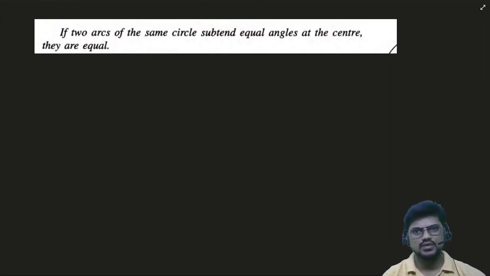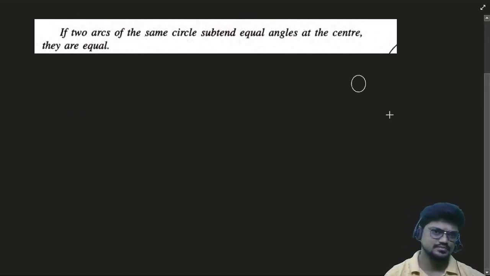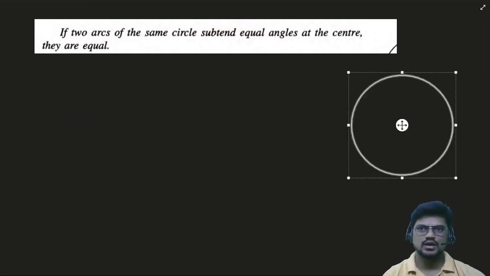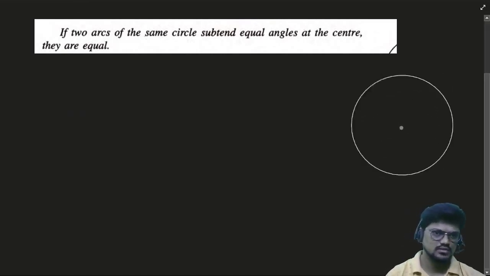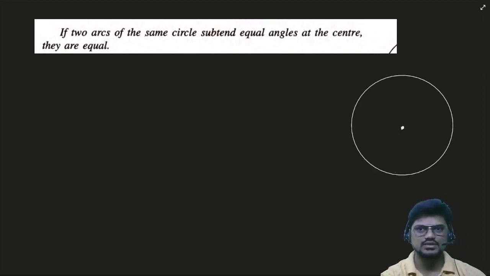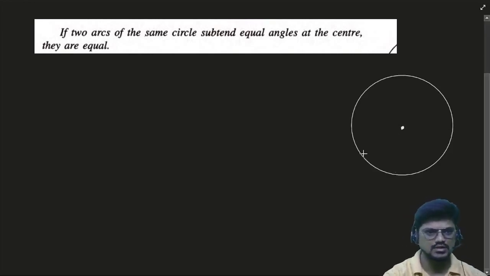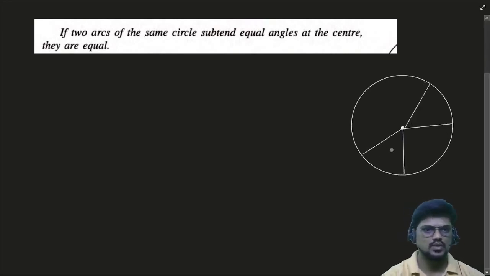That means if I draw the circle like this, and if this is the center, two arcs of the same circle, suppose this is one of the arcs, that is subtending an angle which is equal to the other arc's angle. This is one arc, and this is the other arc, and both arcs are subtending an equal angle, that is, this angle and this angle are both equal.